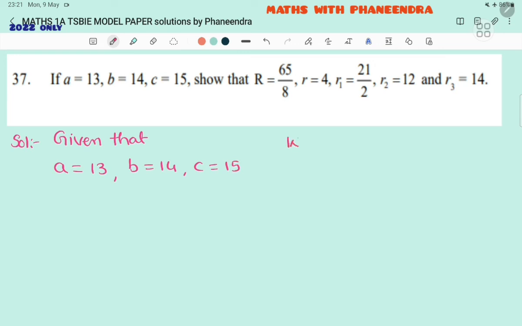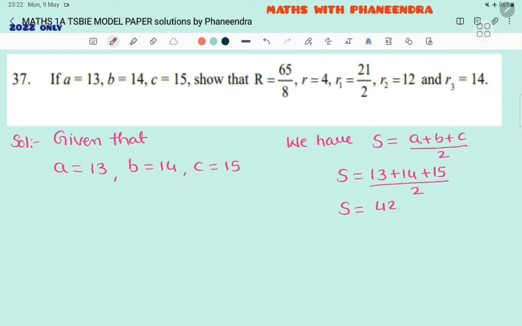So next we have the formula: S is equal to a plus b plus c by 2. So S is equal to 13 plus 14 plus 15 by 2. 13 plus 14 is 27, 27 plus 15 is 42, 42 by 2 is 21. So S is equal to 21. We got the S value.